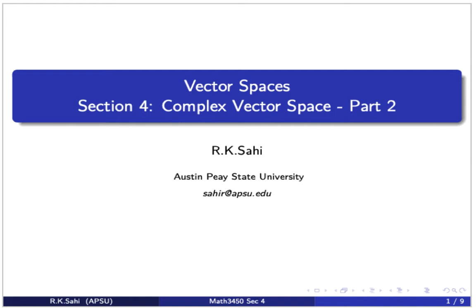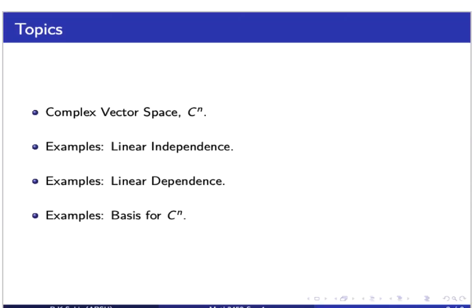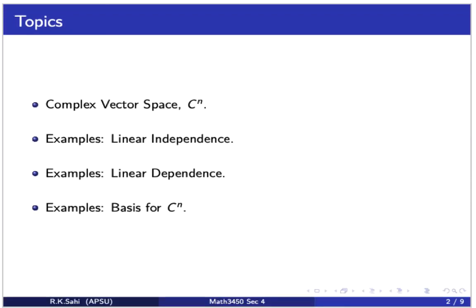Hello everyone. Today we are going to be looking at part 2 of complex vector spaces. In here, I'll be covering the following: a quick recap of complex vector space, then I'll do examples to show that vectors which are in this complex vector space are linearly independent, dependent, or they can form a basis for the complex vector spaces. So let's start with the definition of a complex vector space.